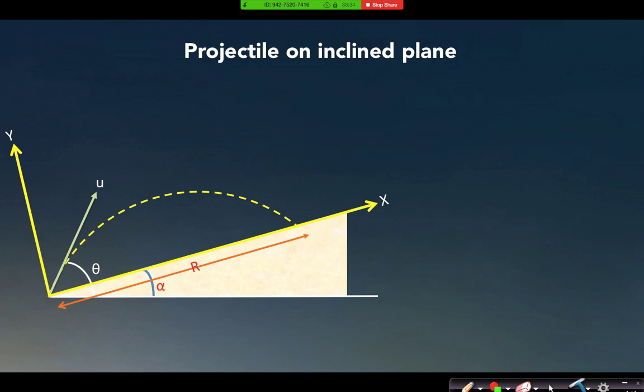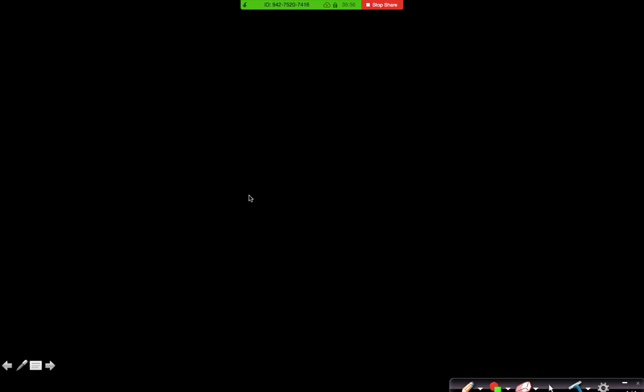Now I have a better way to calculate the time of flight and range, and in this way you will be able to solve these expressions very quickly, within a few seconds. So let me first show you how we can find the same time of flight and range quickly. Okay, suppose this was my inclined plane.